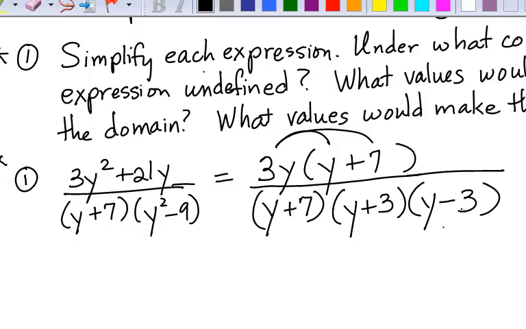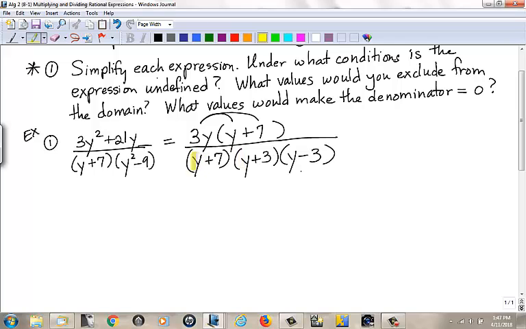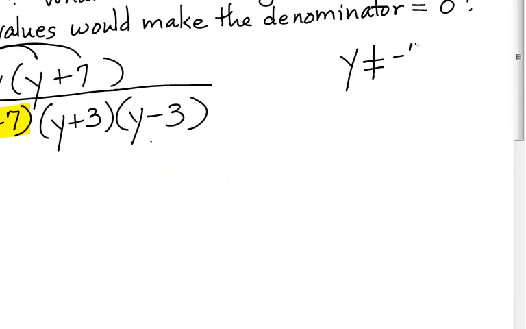Okay, and I said it different ways. They might say under what conditions is the expression undefined. They might say it, what values would you exclude from the domain? What values would make that denominator 0? Those are all asking for the same thing. So you look at this, and what's going to make that equal to 0? -7. So that is a value you would exclude from the domain. y cannot equal -7.